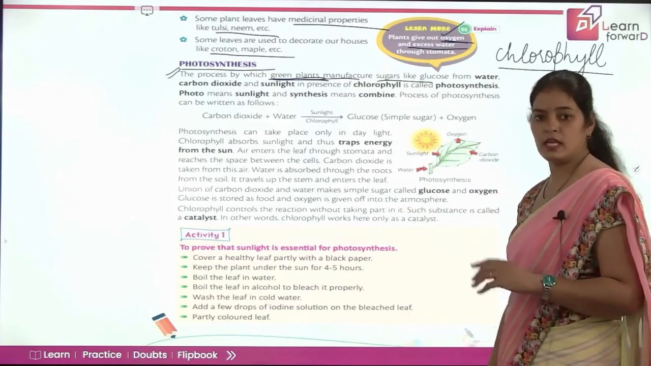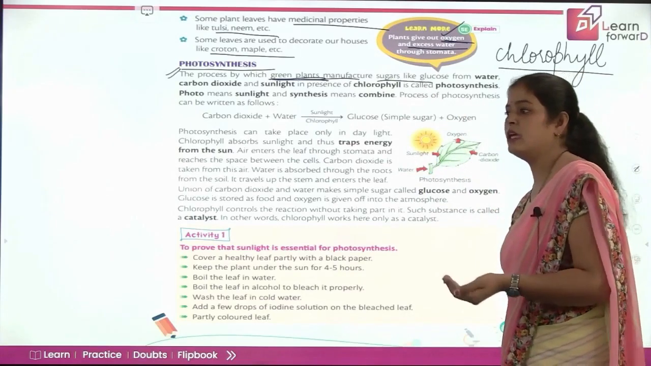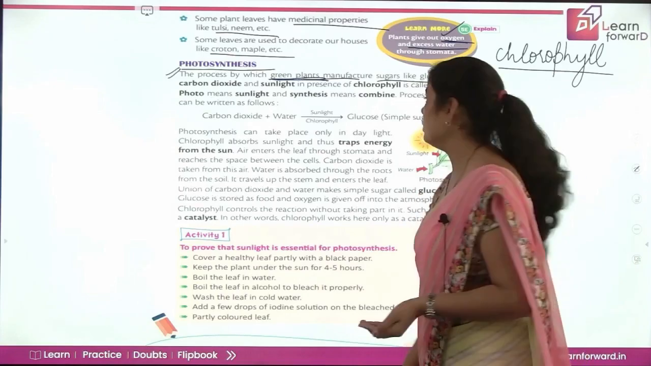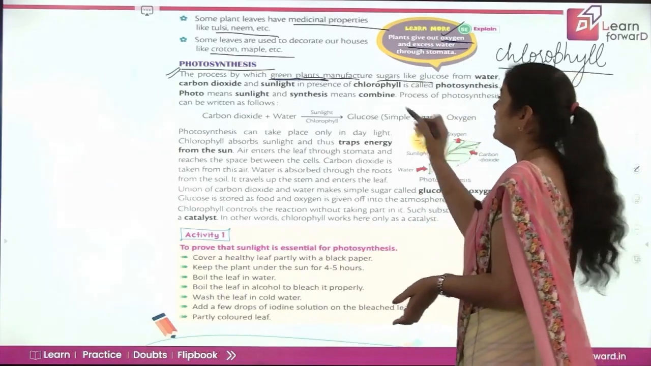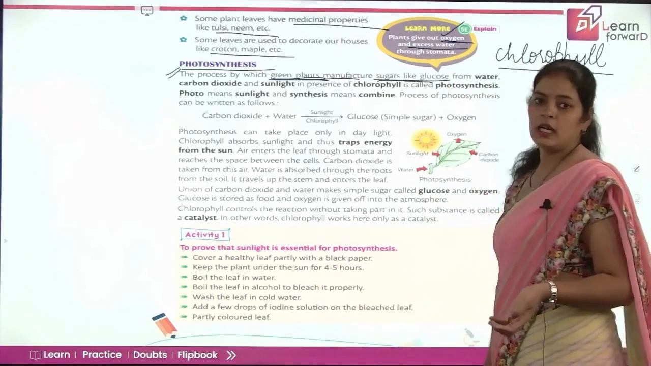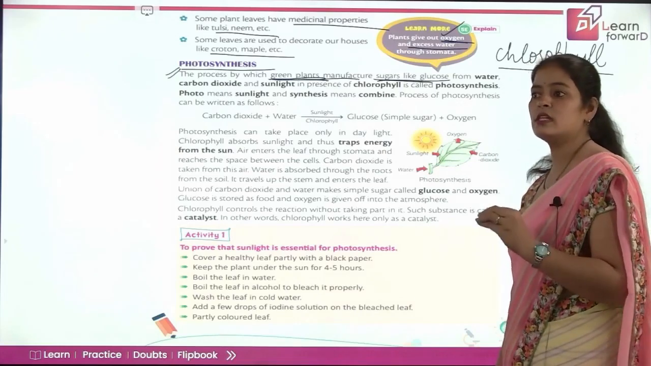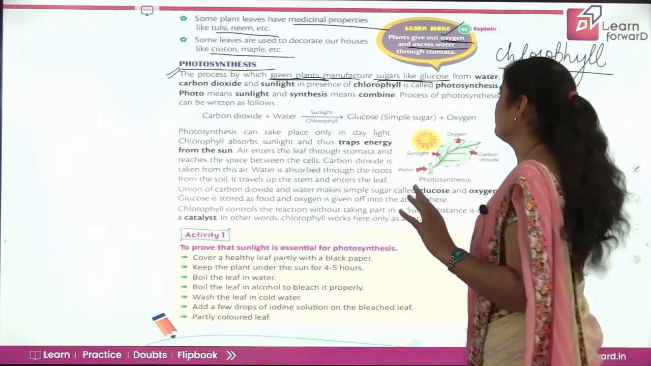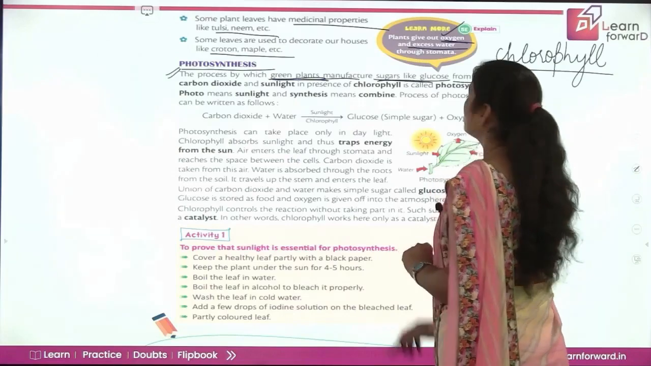So we are saying that photosynthesis is something in which food is being prepared. In which form is this food prepared? In the form of sugar like glucose. So glucose is the food that is prepared in the plants. And what are the raw materials?